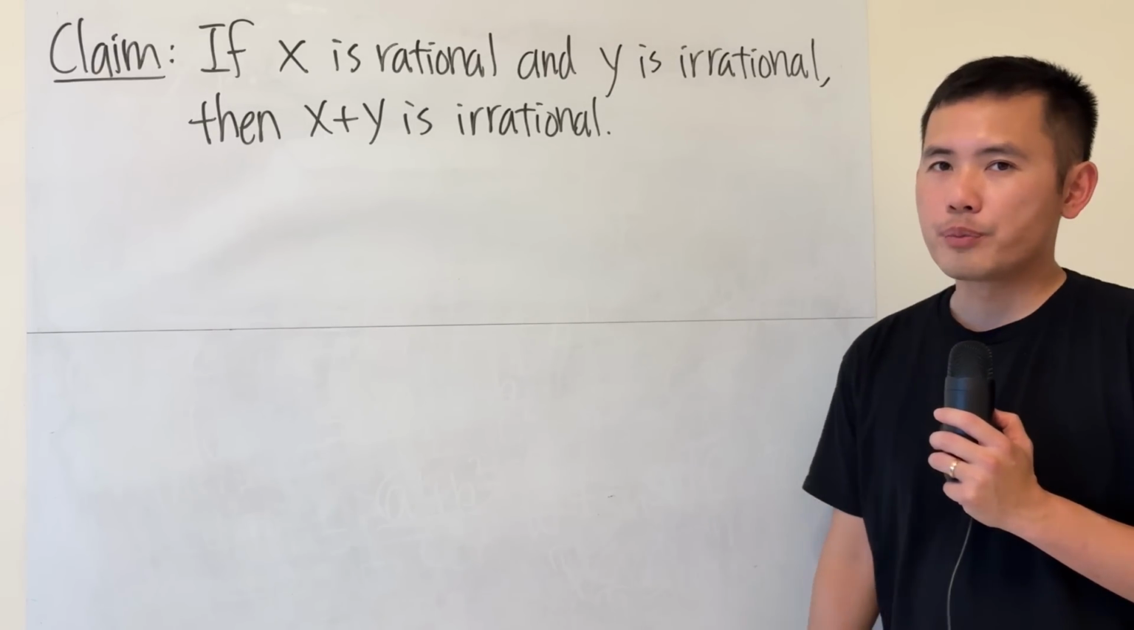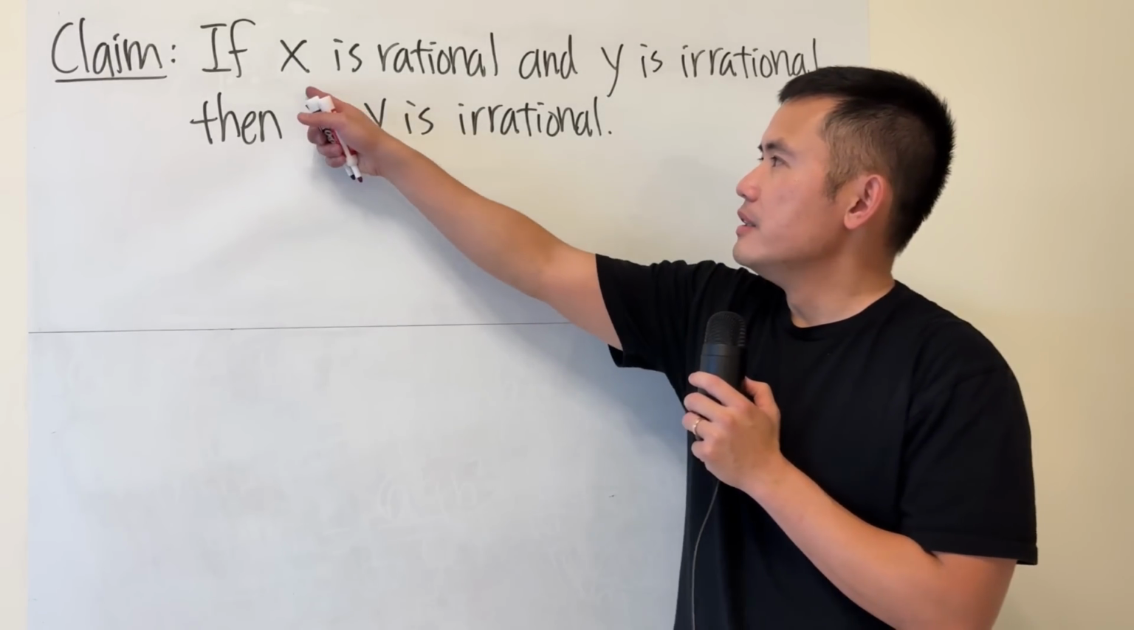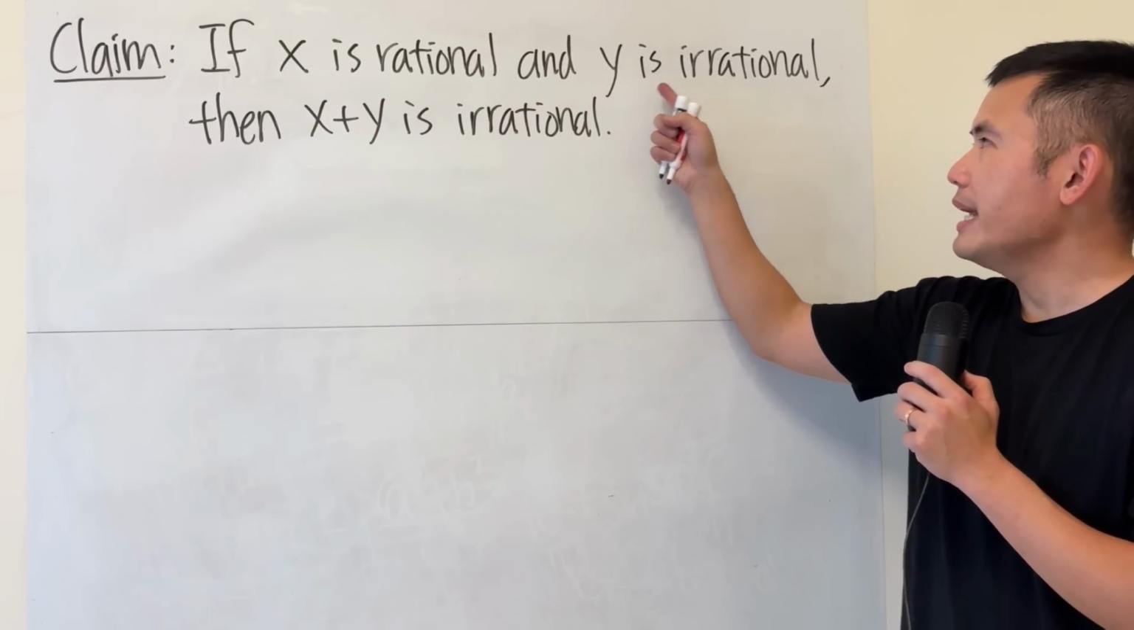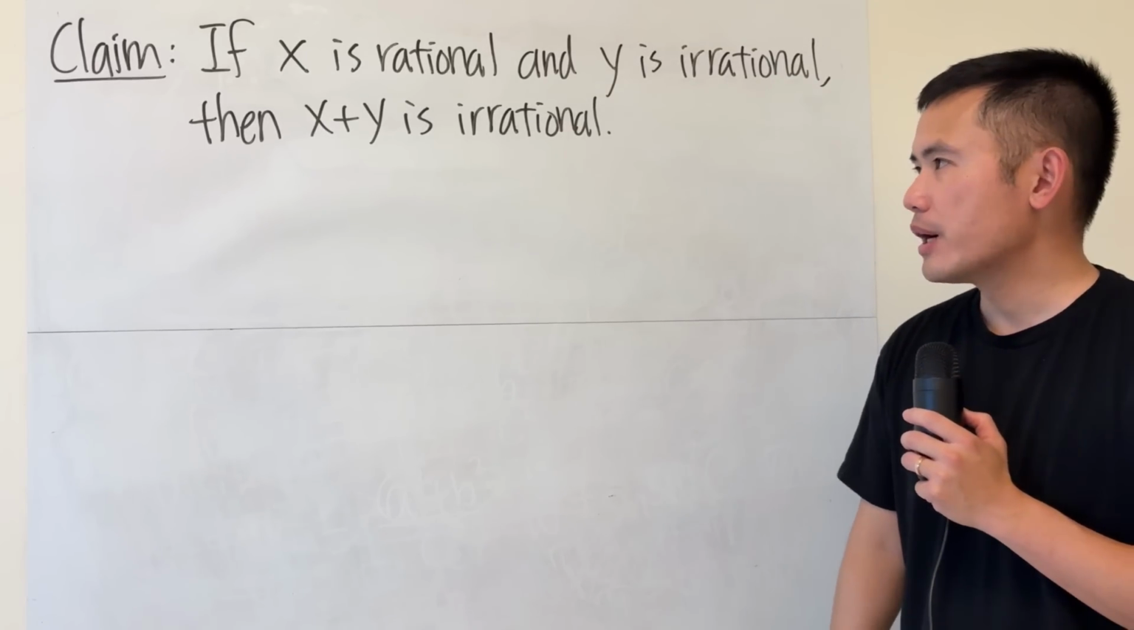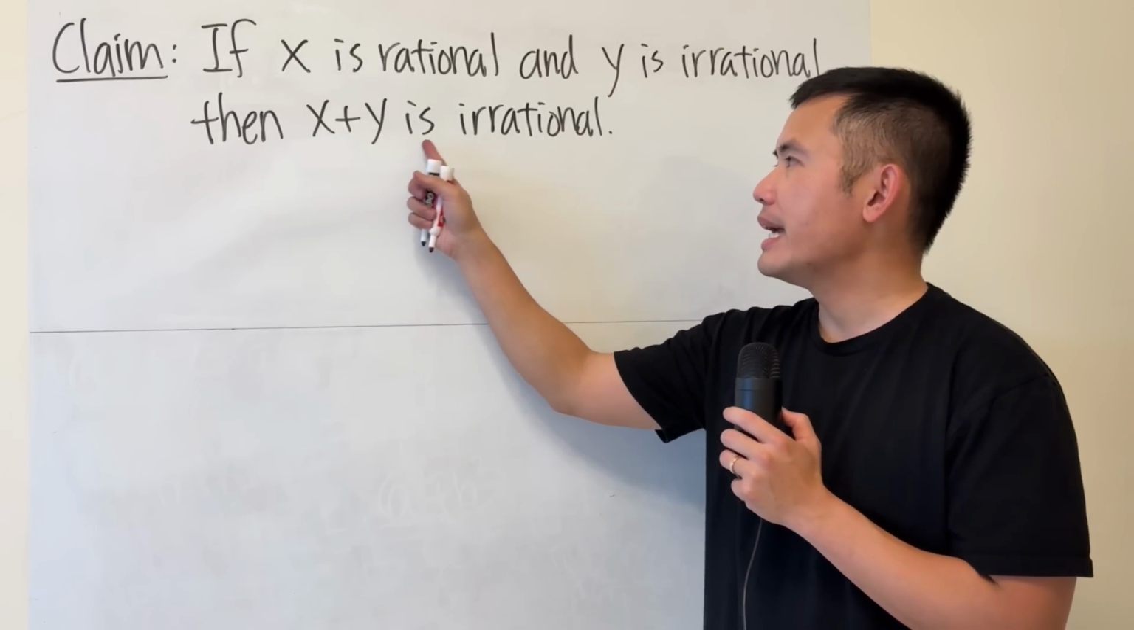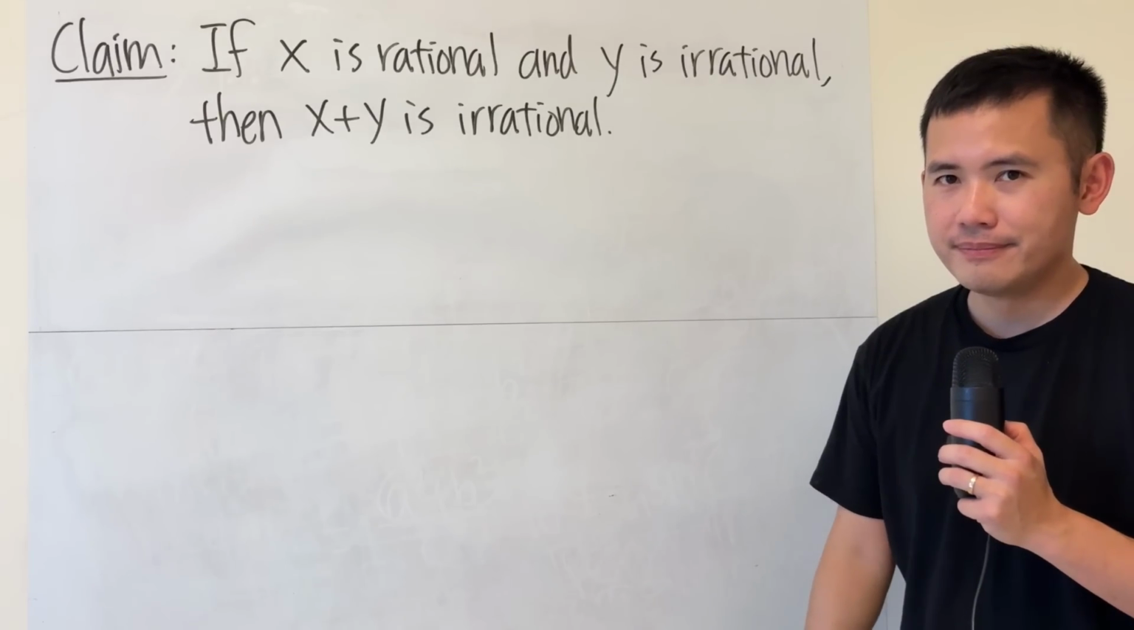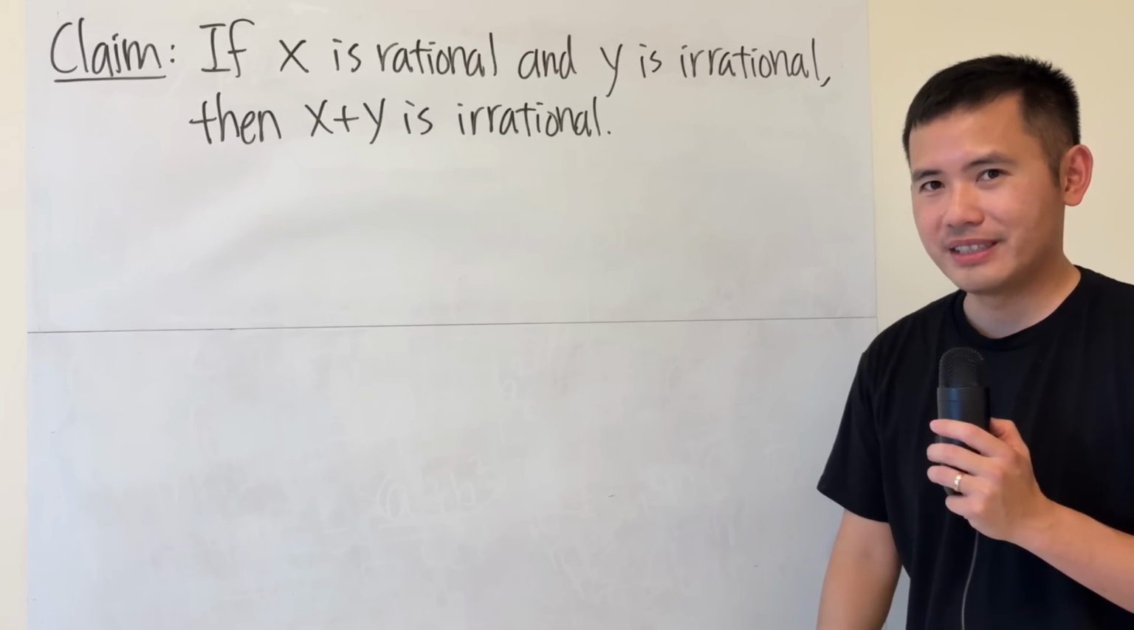Okay, here's another proof problem. Right here it says, if x is rational and y is irrational, then we are going to show that x plus y is irrational. How do we approach this?